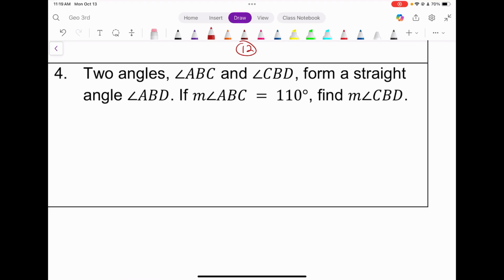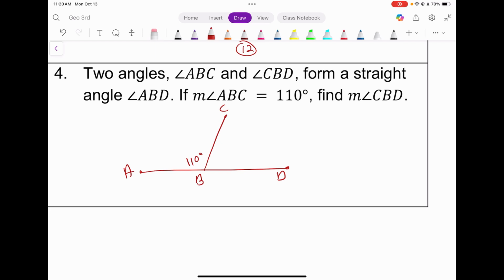Next one says 2 angles, ABC and CBD, form a straight angle. So let me redraw that, because it forms a straight angle, which means a straight line. So you have A, B, C, and C, B, D, as seen here, forming a straight angle ABD. The measure of ABC is 110.